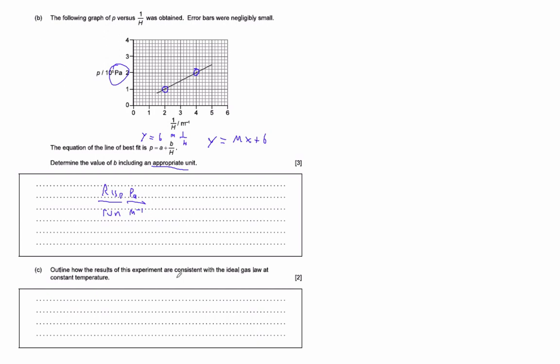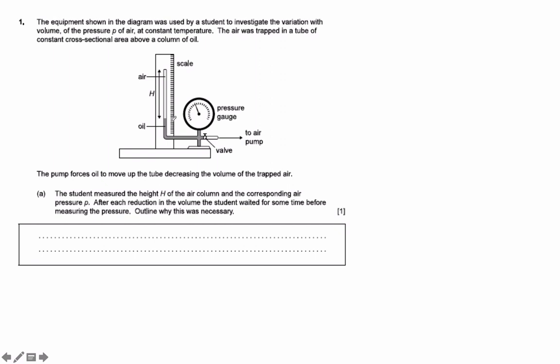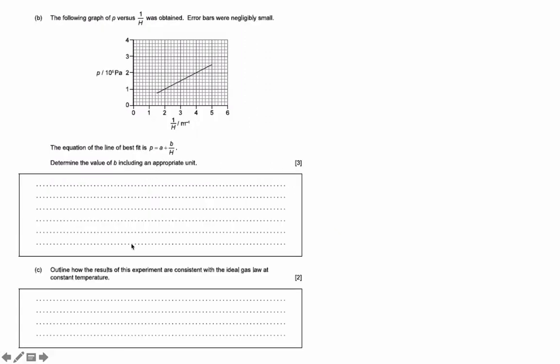And then it says, outline how the results of this experiment are consistent with the ideal gas law at a constant temperature. Well, the height of this thing, this height here, is proportional to the volume. And so with the ideal gas law, we would say that at constant temperature, P1V1 equals P2V2. And so as the pressure increases, the volume actually decreases. In this case, the height is standing in as a proxy for the volume. It's directly proportional to the volume. So talk about that. And then I missed a mark.